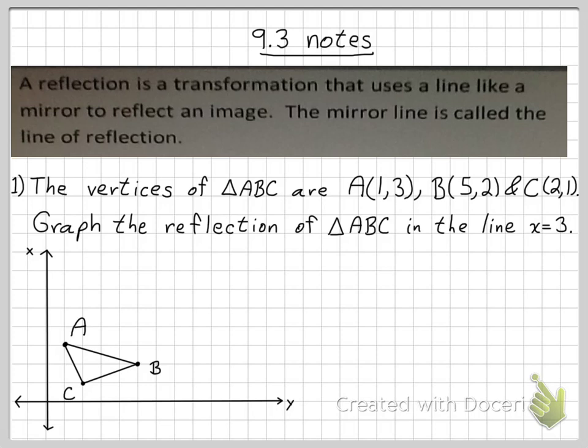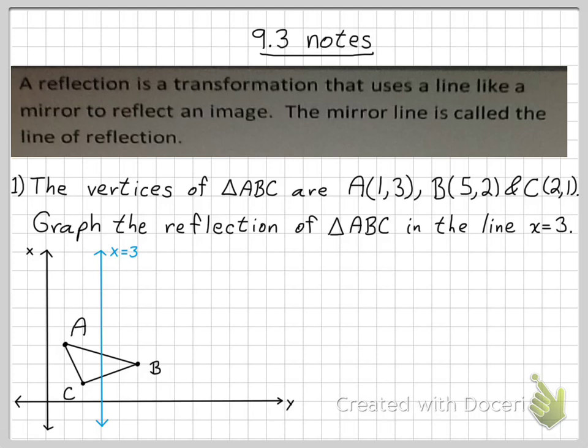And remember that the mirror line is called the line of reflection, and it kind of acts like a mirror. So the line of reflection would be x = 3 in this case, right? The line x = 3. And it acts like a plane mirror. So if this point is 2 to the left of the line of reflection, then the image is going to be 2 to the right. Okay, just like in a real mirror.